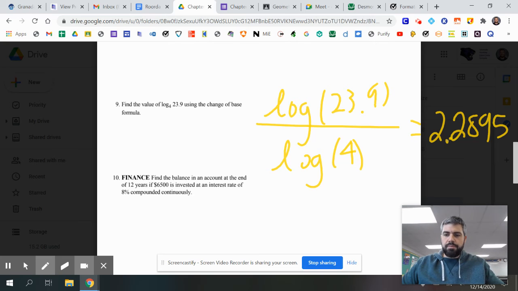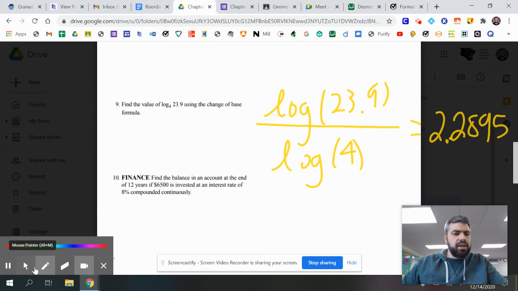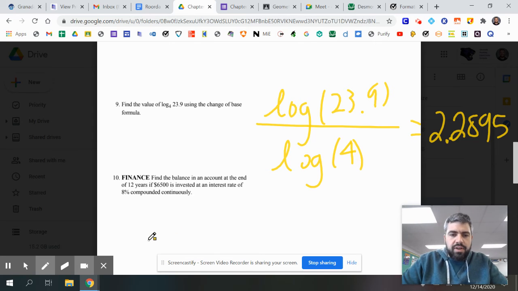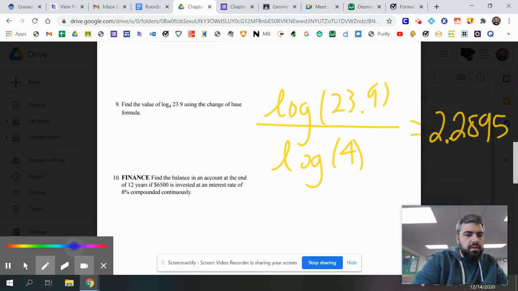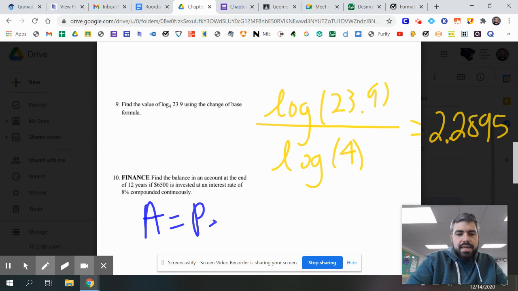All right, very good. The last problem type we talked about was interest problems. Number 10 says find the balance of an account at the end of 12 years if $6,500 is invested at an interest rate of 8% compounding continuously. For continuous problems, we use this one. A equals P e to the RT power. It's like PERT, I guess, is how I remember it, right?